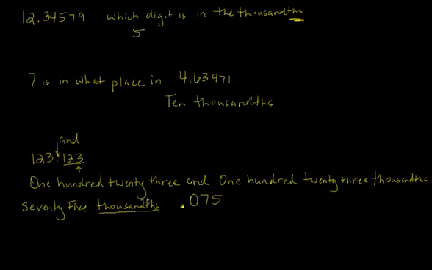Now let's do 100 and 11 hundredths. There's the and, so that's where our decimal is going to go. So 100 and 11 hundredths. Well, the hundredths is the second place after the decimal. So 11 hundredths.